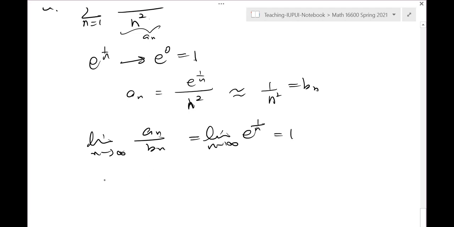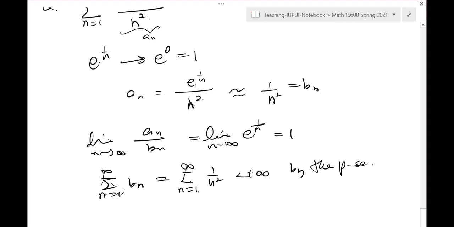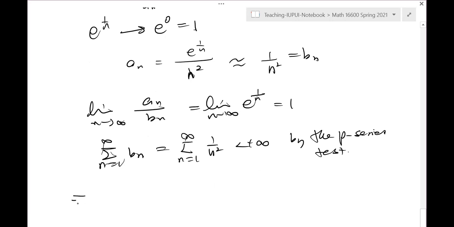So since we also know that this is going to be convergent, okay, this is convergent because of the p-series test. That implies, because a_n is almost like b_n for a large n, that this one is convergent by the limit comparison test. So the limit comparison test is the best way to solve the problem.